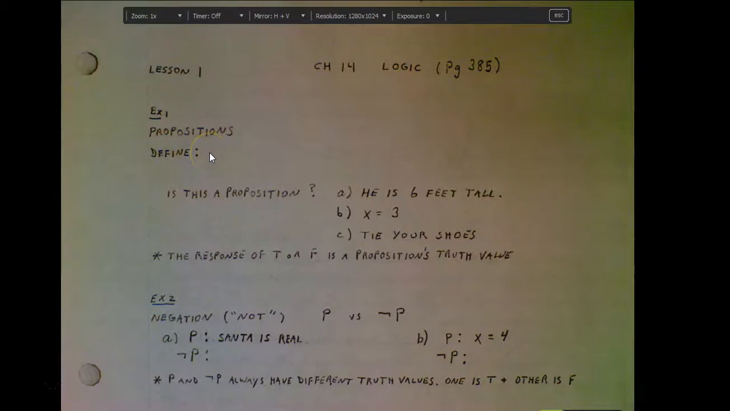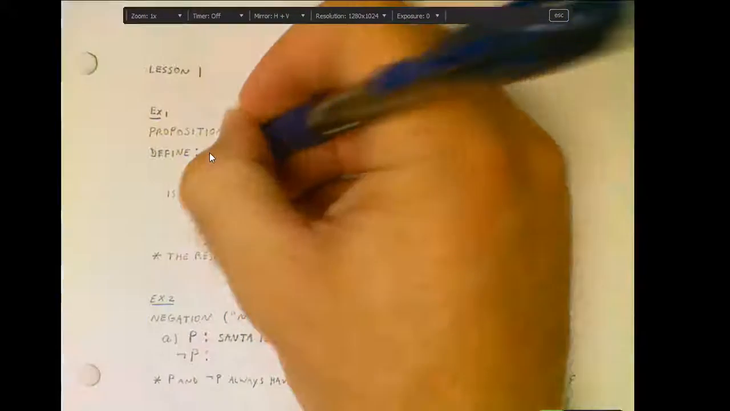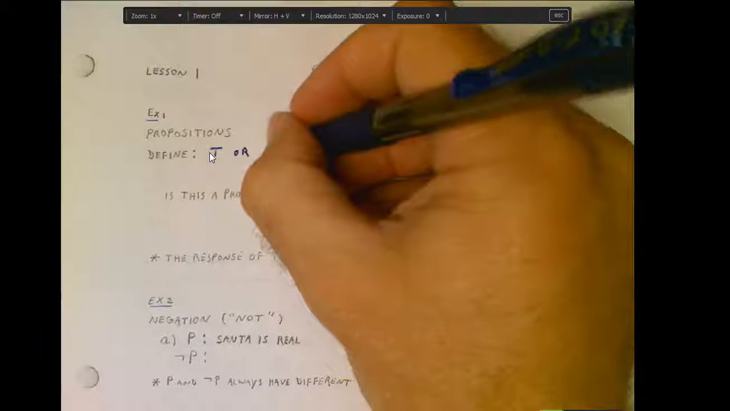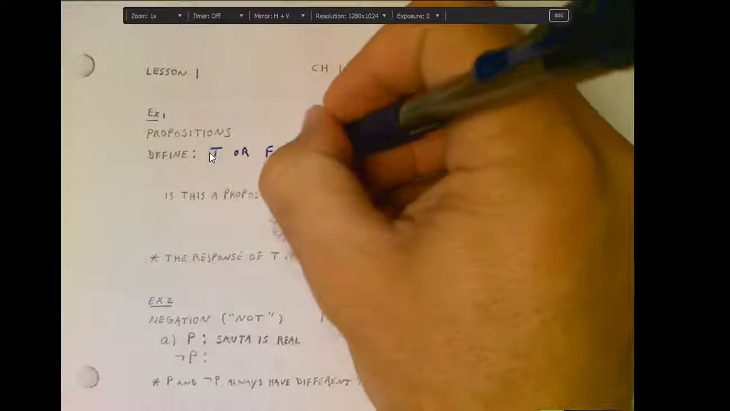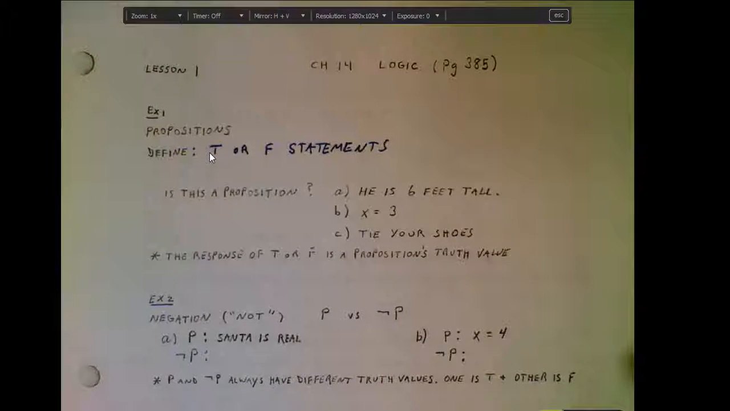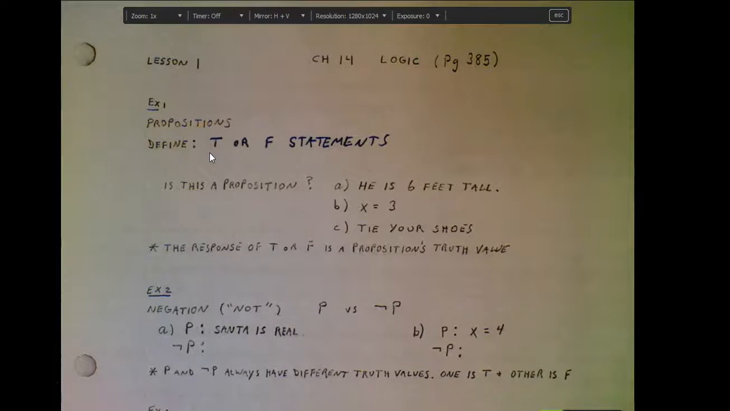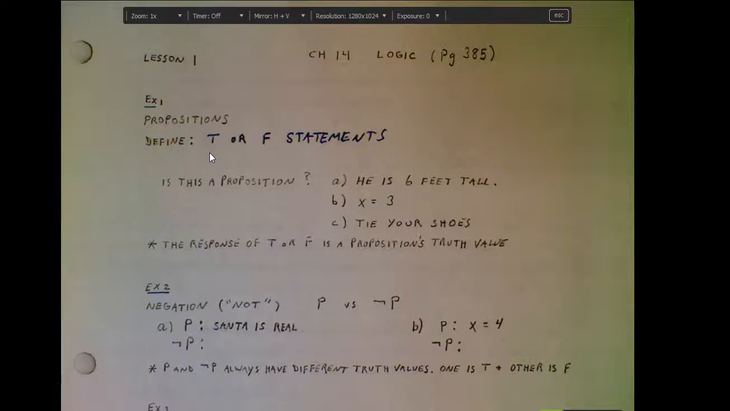Propositions are simply defined as any statement that can be defined as true or false. So these are true or false statements. And I'll give you a couple examples of those right here. So if you look at statement A right here, if I said, hey, that guy over there is 6 feet tall, would it be appropriate to respond to that statement with, yes, that's true, or no, that's false?